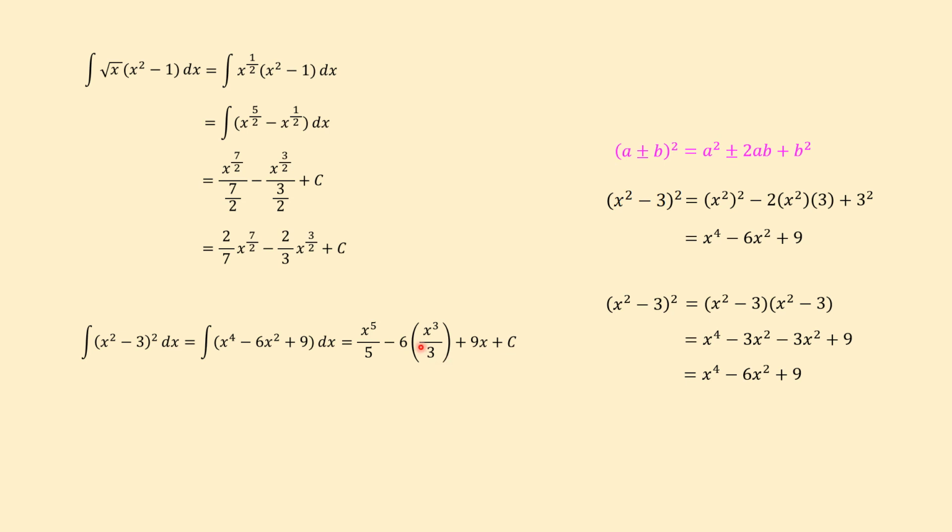If you simplify this 3 from the bottom with the 6 from the top, your answer can be written in the form of x to the 5 over 5 minus 2x to the 3 plus 9x plus c.